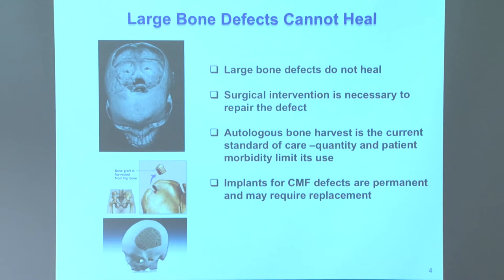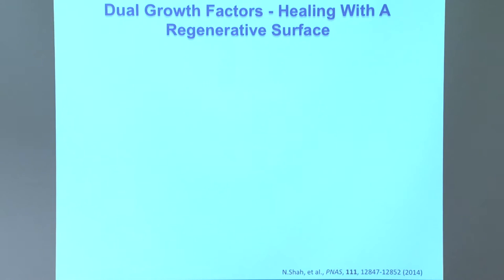Not all patients have healthy bone that can be donated to another part of the body, and the graft site is problematic. It often can get infected, it can cause problems. So we're very interested in addressing this problem without having to extract something from the patient, but rather to induce bone generation from the native stem cells that reside in our body.